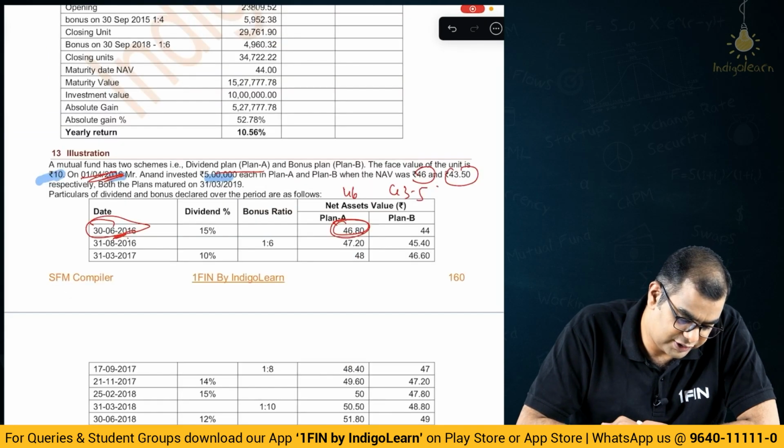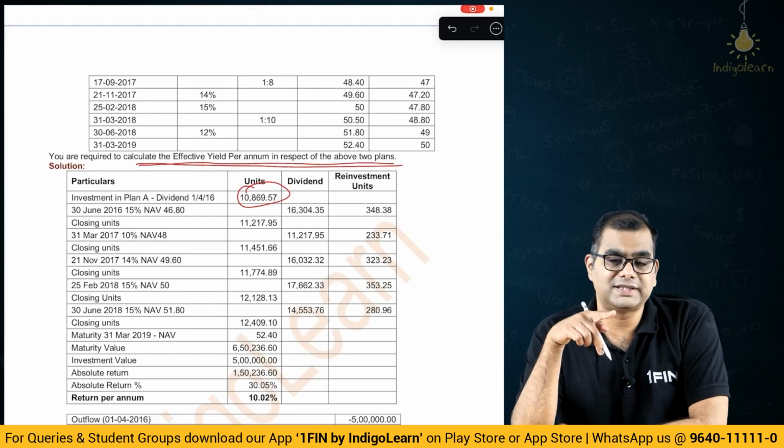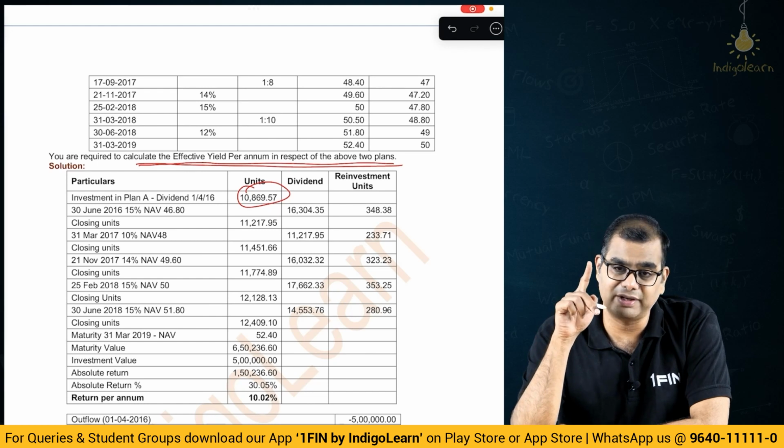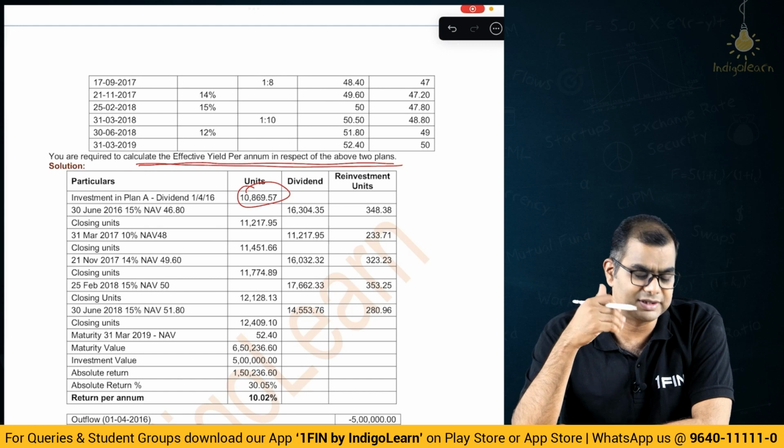So, one more thing that you have to understand is, all these amounts are reinvested. You are required to calculate the effective yield per annum in respect to the two plans. All these yields are reinvested in the same plan. That's a very, very important assumption. Why do you have to make an assumption that all the money that is coming is reinvested?